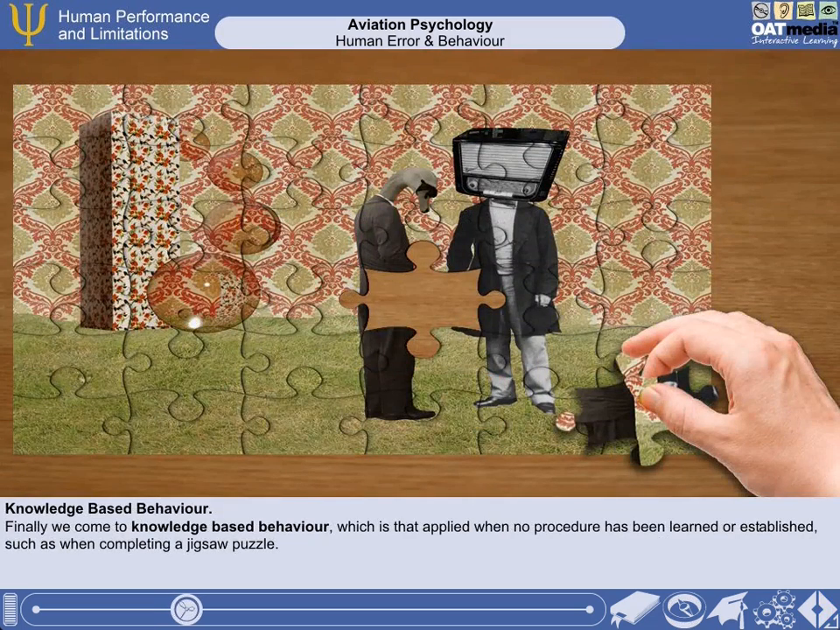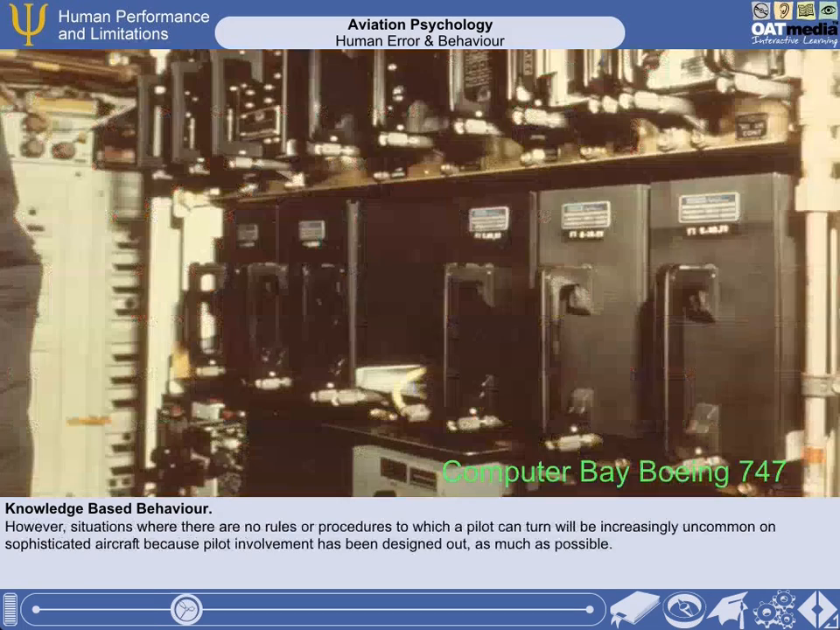Finally, we come to knowledge-based behaviour, which is that applied when no procedure has been learned or established, such as when completing a jigsaw puzzle. However, situations where there are no rules or procedures to which a pilot can turn will be increasingly uncommon on sophisticated aircraft, because pilot involvement has been designed out as much as possible.